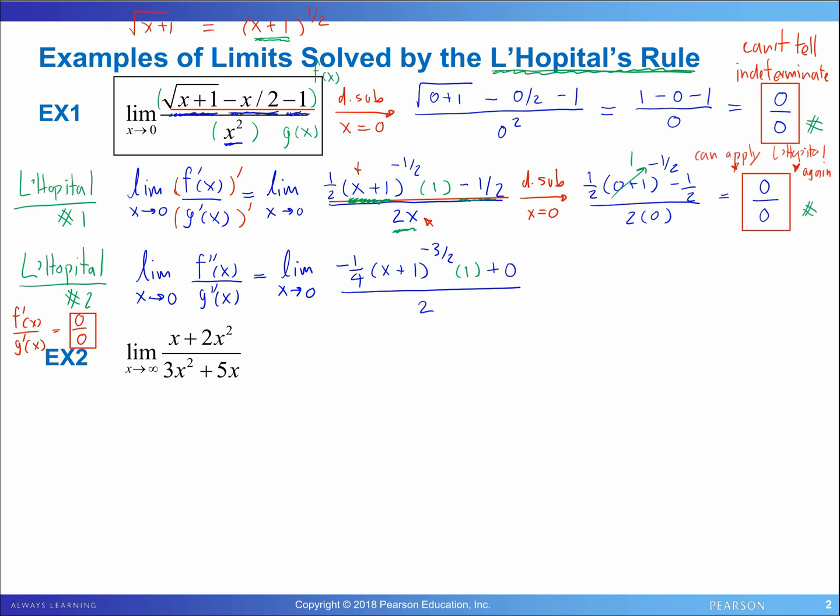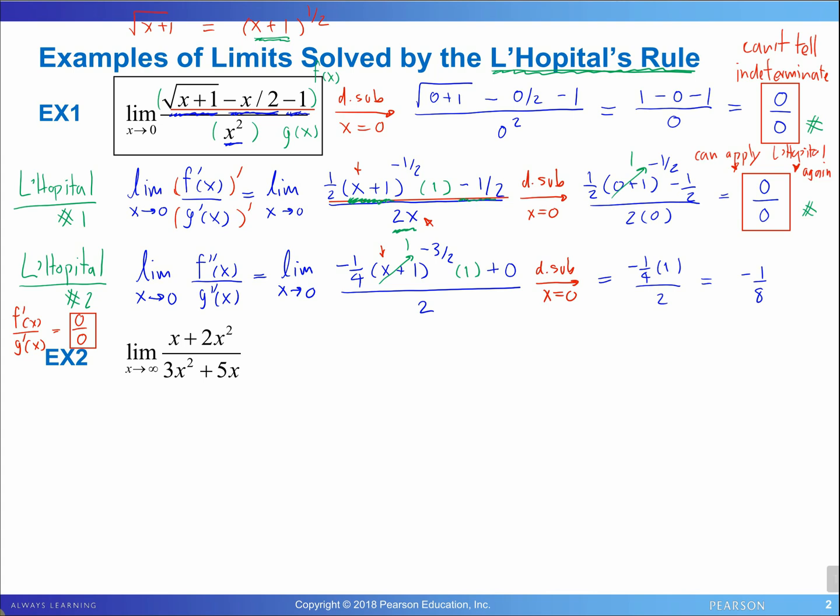And now after the second round of the L'Hopital's rule, I'm going to try direct sub again. So direct sub, once again, x equal to 0. It's going to go in here alone. So these two terms are going to go to 1. So over here we have minus 1 over 4 times 1 divided by 2, and this is equal to minus 1 over 8.